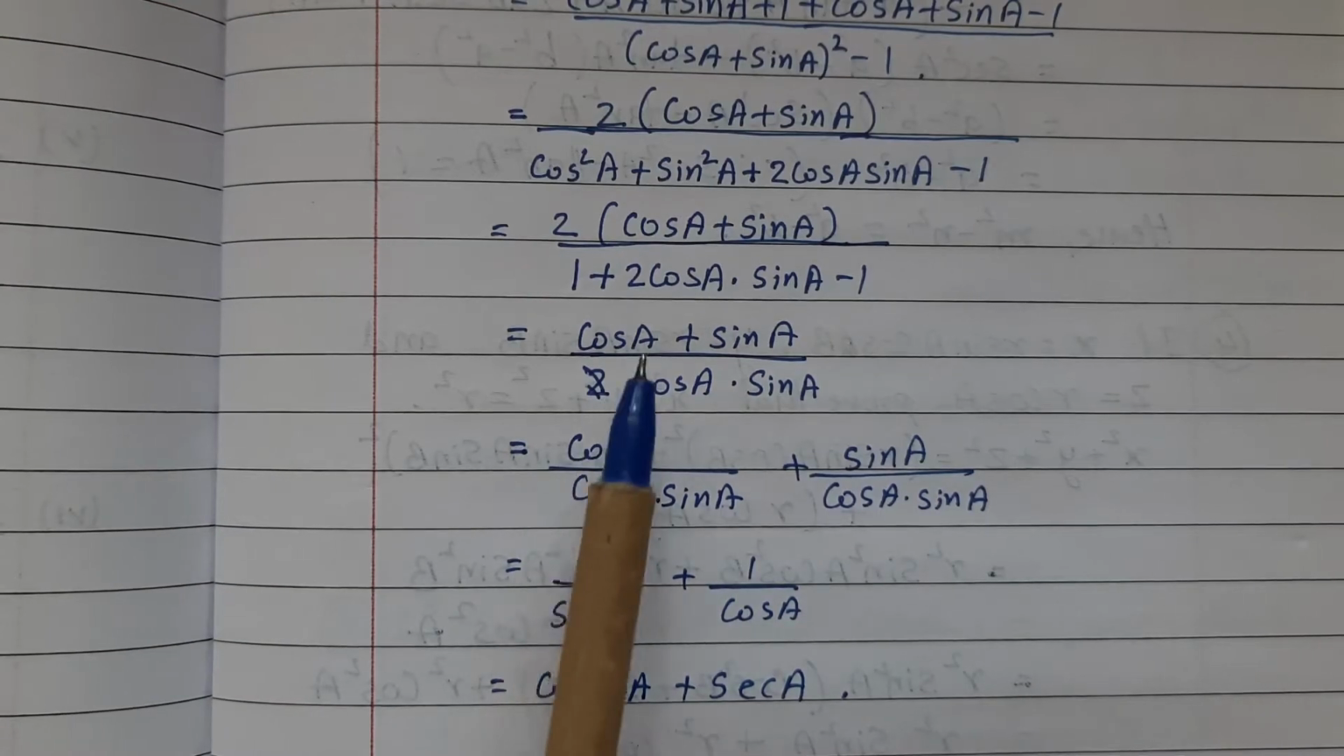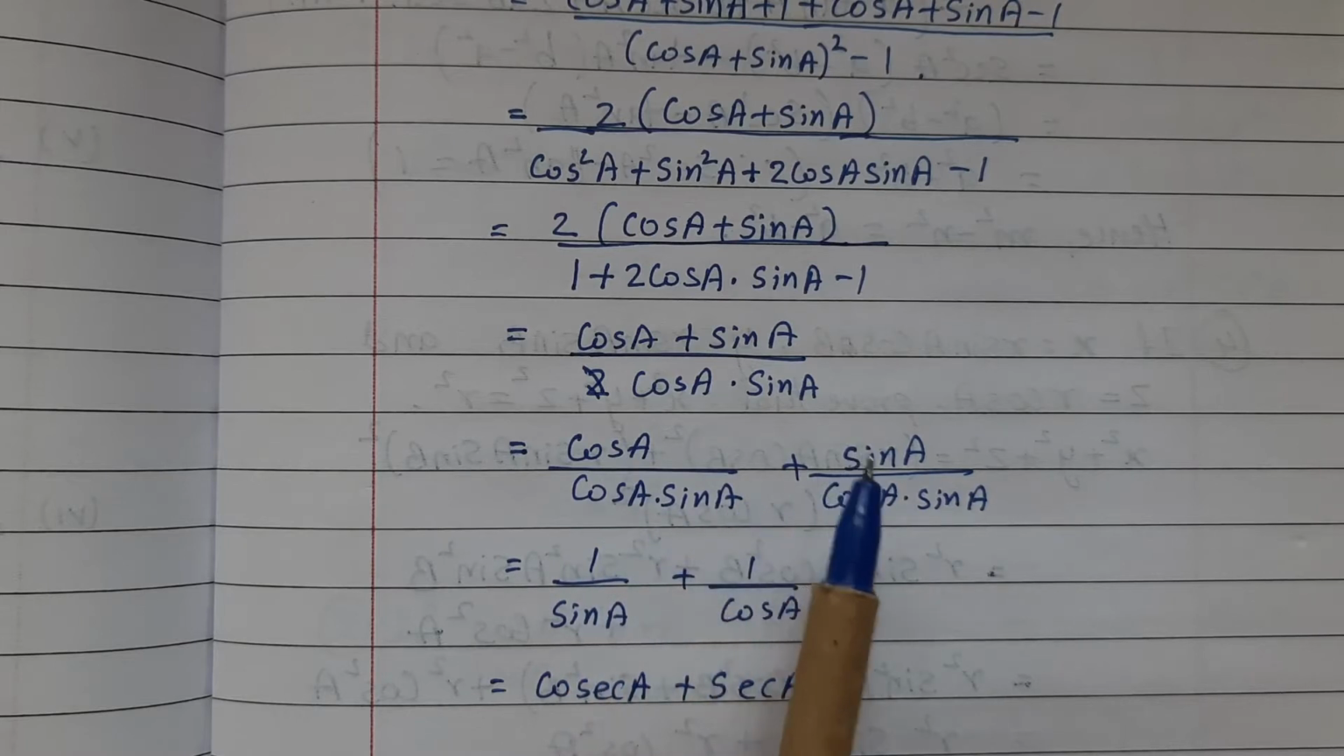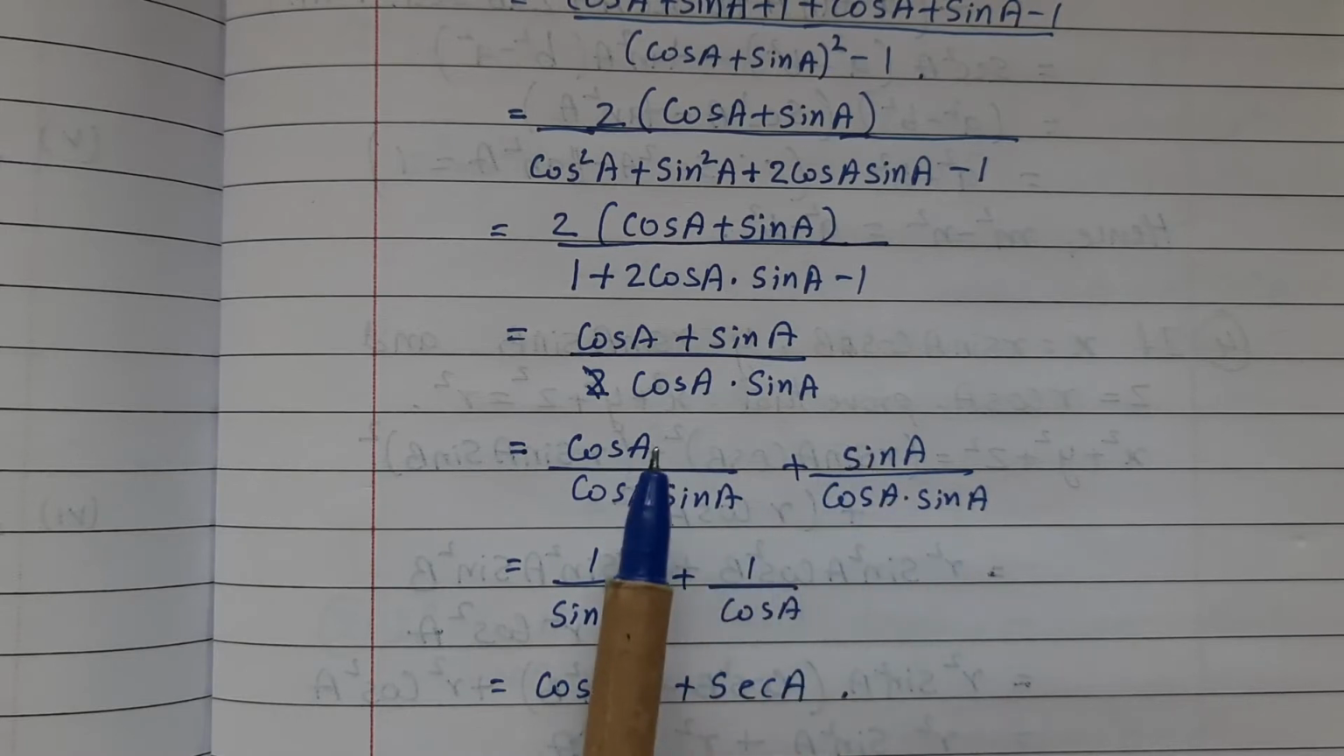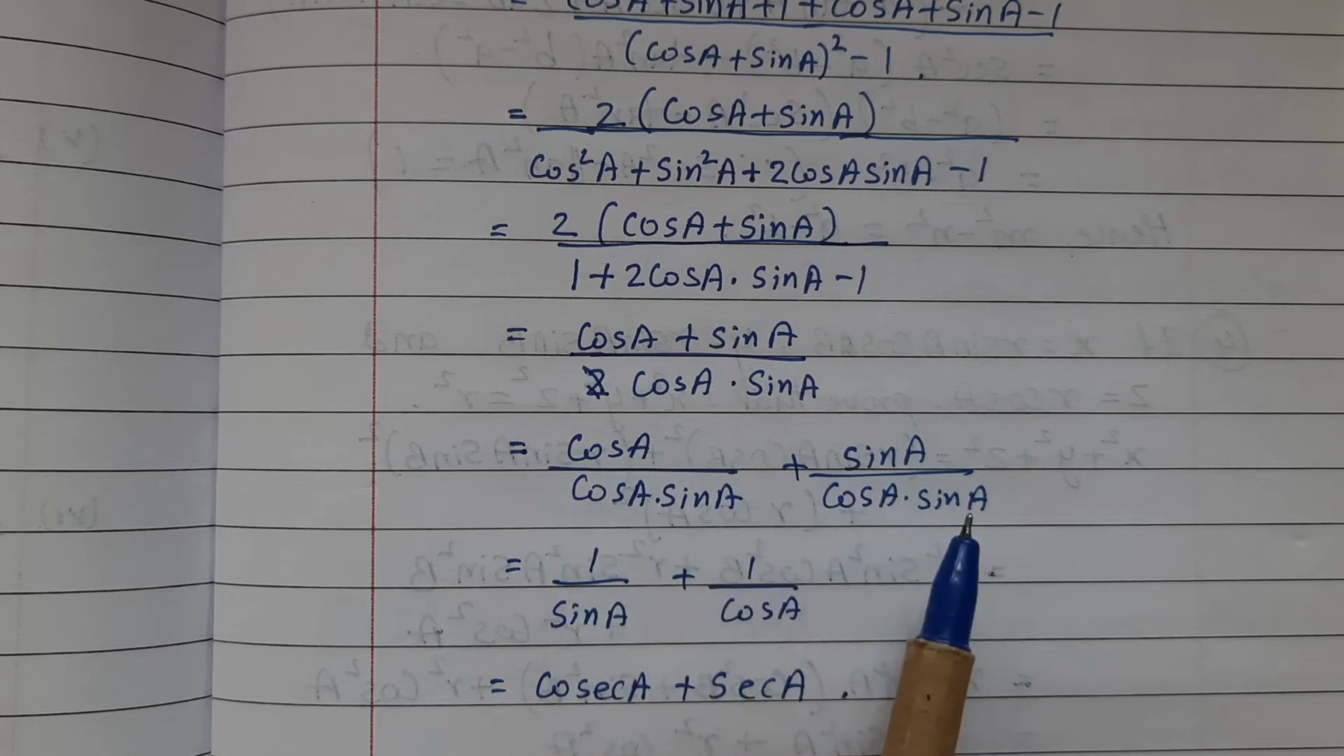Equal to cos A upon cos A into sin A plus sin A upon cos A into sin A. Cos cancel each other, sin cancel each other. We get 1 upon sin A plus 1 upon cos A. 1 upon sin A is cosec A, 1 upon cos A is sec A, equal to cosec A plus sec A, equal to right hand side.